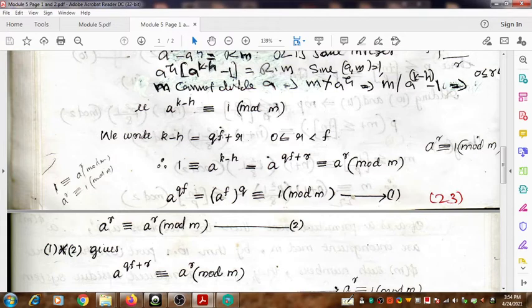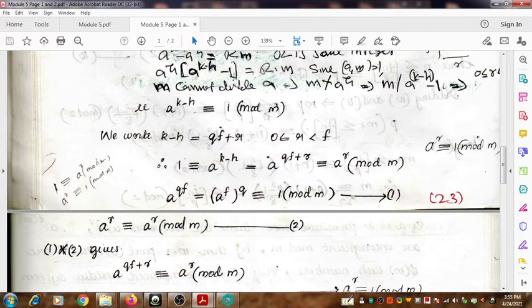And when you divide that greater quantity by the smaller quantity f, you will get a quotient and a remainder. Suppose q is the quotient and r is the remainder. Then definitely you can give a condition about that remainder, that is 0 is less than or equal to r less than f, right?